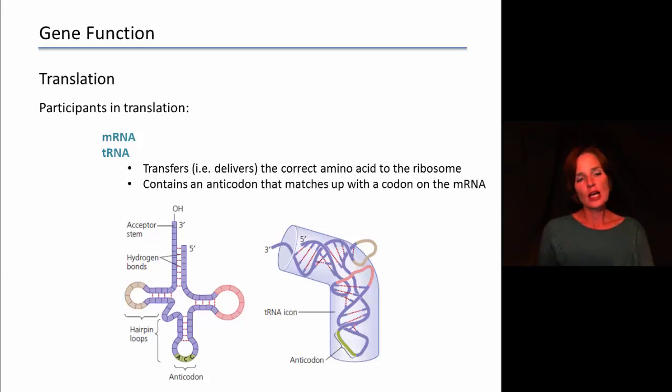To do this, it will have a three-letter or three-base combination, which we refer to as the anticodon. And the anticodon is going to be complementary or opposite to a particular codon on the mRNA. So in that way, you will have a specific matching with hydrogen bonding between the tRNA and its anticodon and the mRNA and its codon.